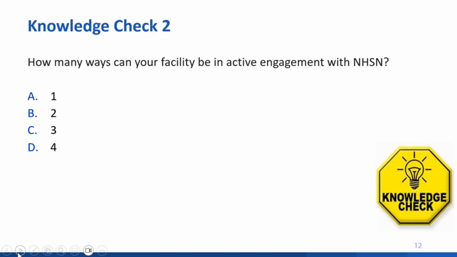Now we have another knowledge check. So this question asks, how many ways can your facility be in active engagement with NHSN? Is it A1, B2, C3, or D4? I give you guys a few seconds to think about it, answer the question, and then I'll advance my slides.